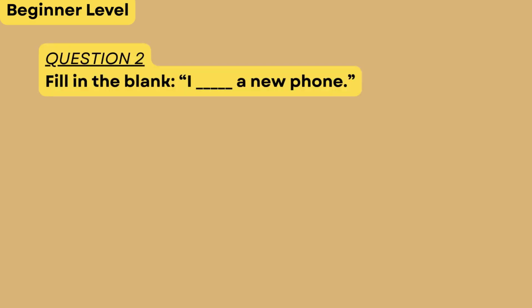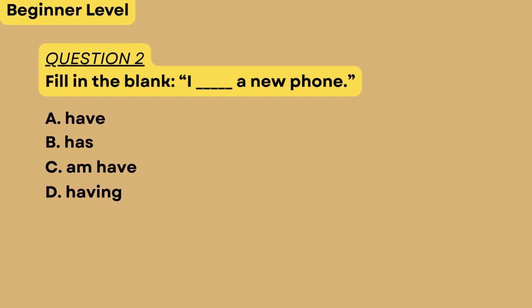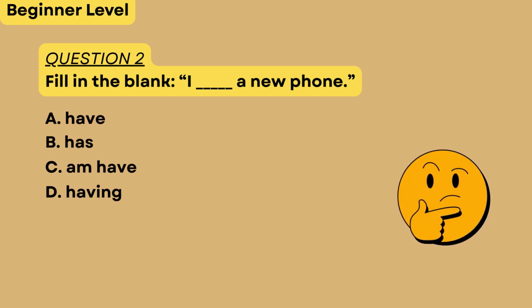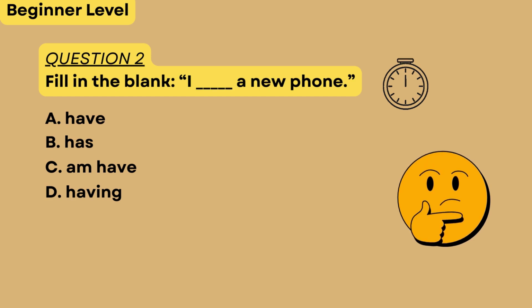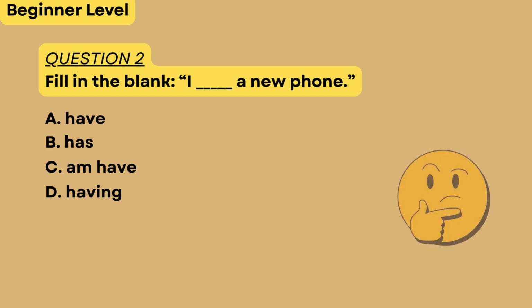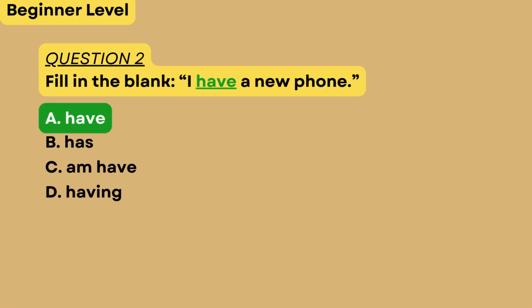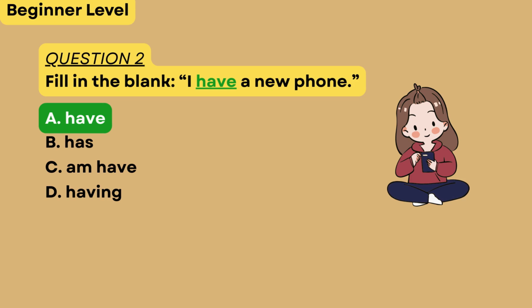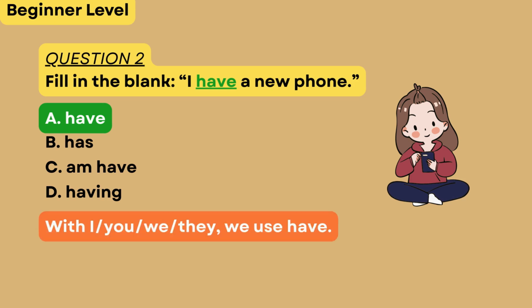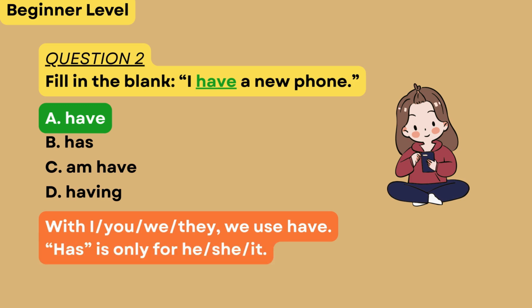Fill in the blank. I blank a new phone. Have, has, am have, having. Which one is the correct answer? Option A. Have. I have a new phone. With I or you or we or they, we use have. Has is only for he or she or it.